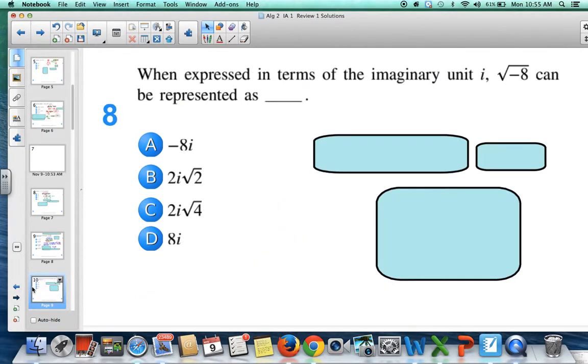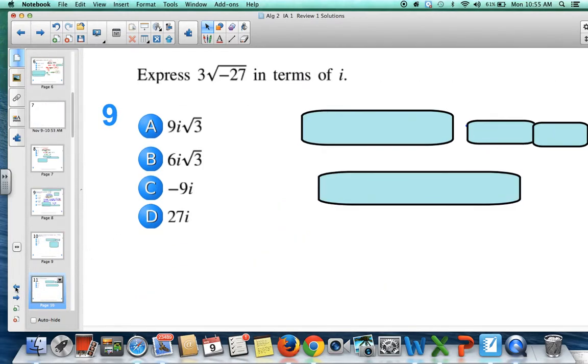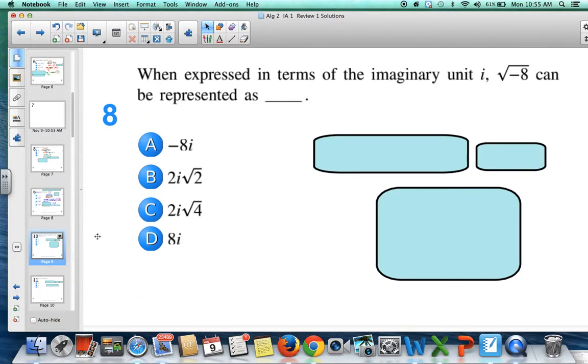Okay, next problem. Okay, I'll skip that. Hold on. This just asks us how we're going to write the square root of negative 8. Now, anytime we have a negative under a square root, we aren't allowed that.